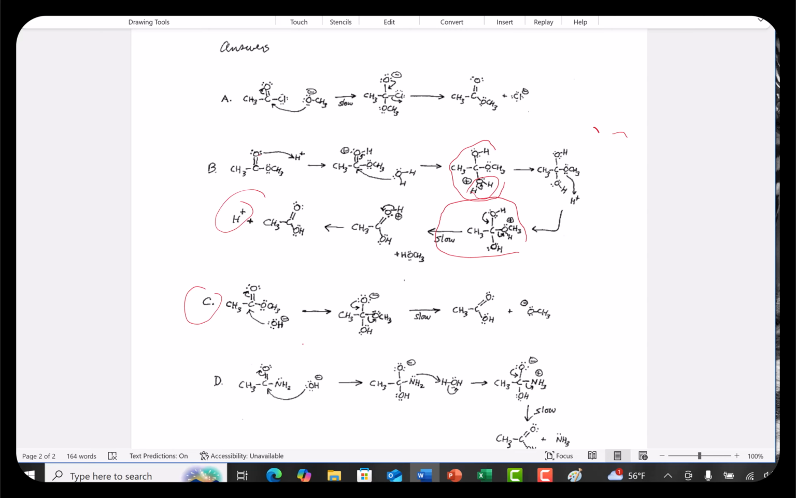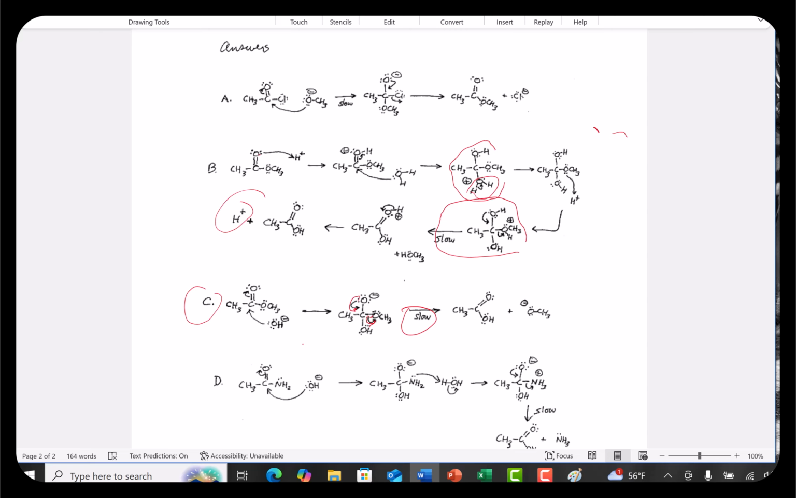Hydroxide is going to attach to the carbon in the first step. Now here, this is the addition step. This is not the slow step. The slow step is the ejection of the leaving group, which will leave by itself in this particular case. A lone pair from the oxygen swings in, and it kicks out the methoxide ion. That ejection of the leaving group is the slow step, and there you have it.